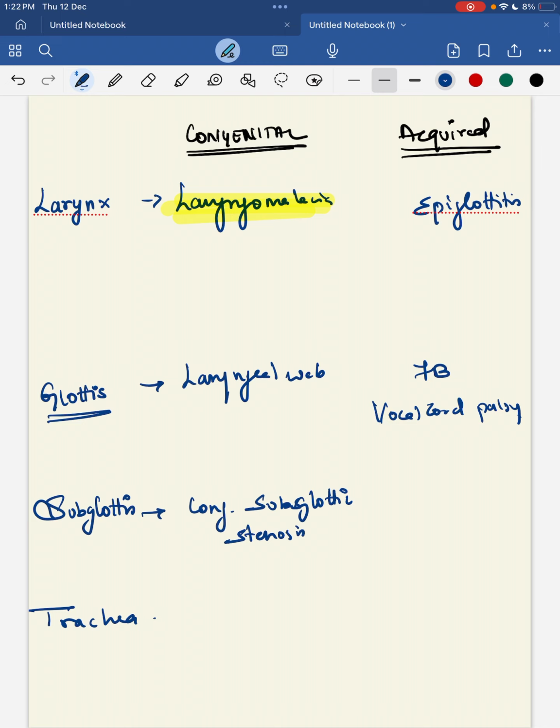While in trachea, your congenital cause will be tracheomalacia. While in acquired cause, it can be foreign body obstruction, or it can be your bronchial tracheitis, bacterial tracheitis. Right? So these are some of the causes of stridor in a child.